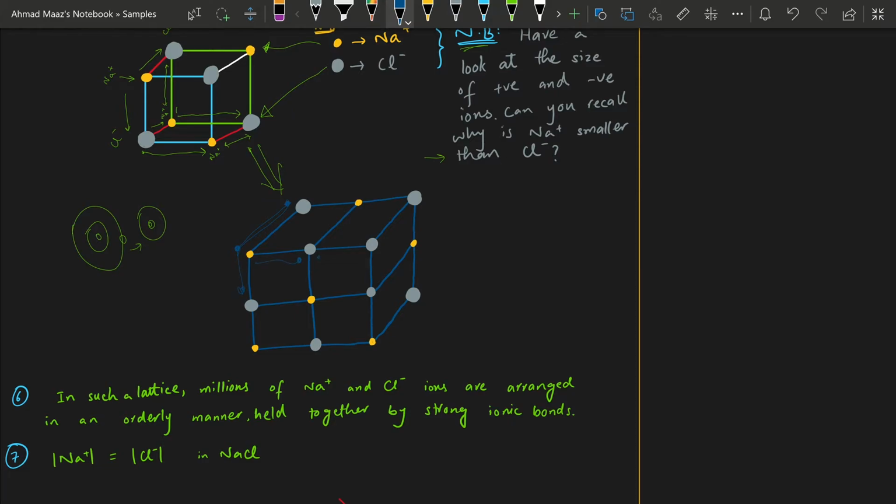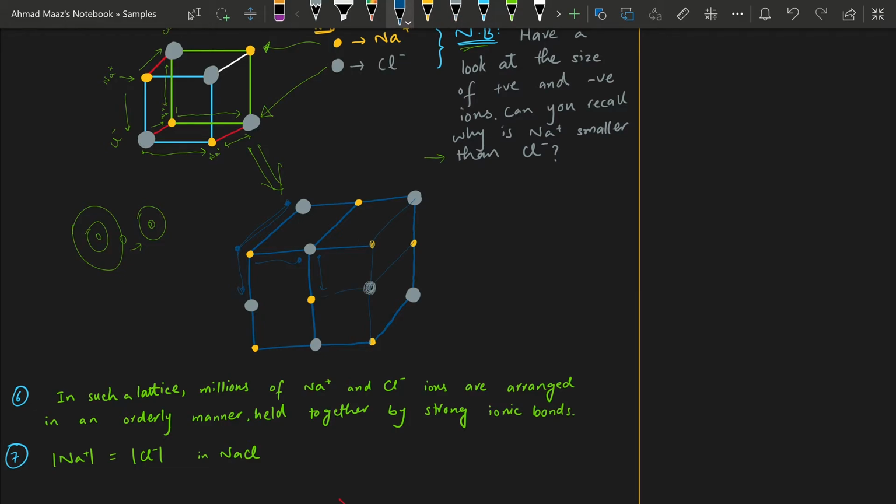Now, this chloride ion is attached to a sodium ion over here, and oops, there is something wrong. Wait a minute. Let me redraw this. Now, this is attached over here to a sodium ion, and this is attached to a chloride ion over here. Now it's good.